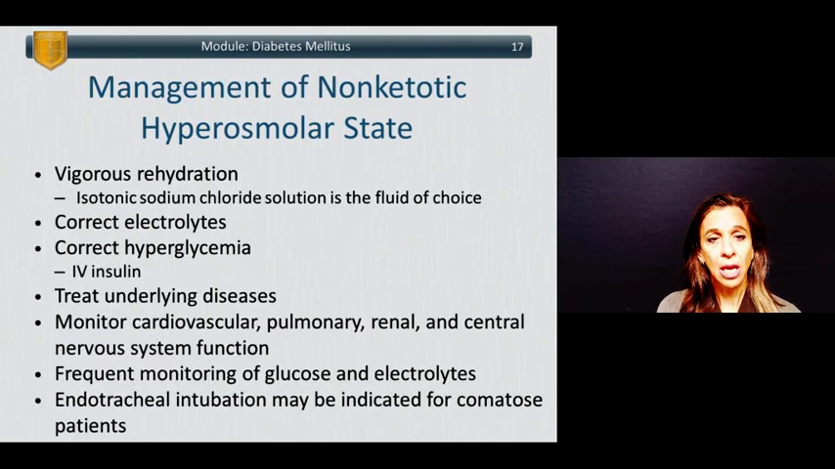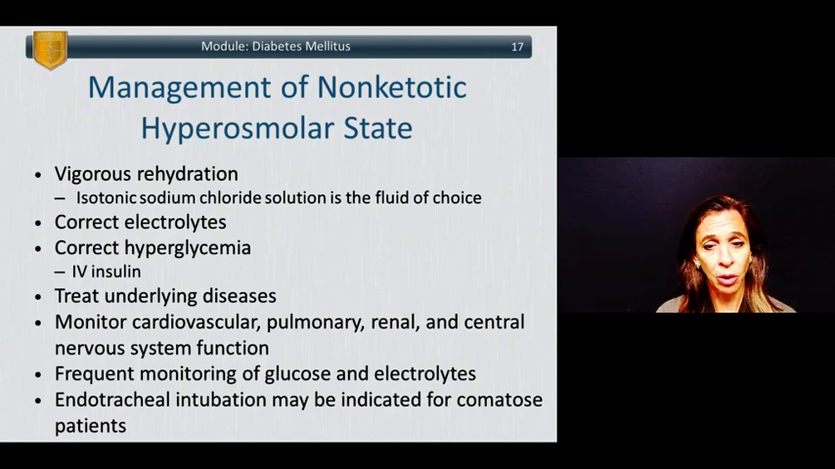So the management is vigorous rehydration, typically starting with isotonic sodium chloride solutions. One should be measuring and correcting electrolytes, measuring and correcting hyperglycemia. Again, IV insulin is much safer than any other route. One needs to diagnose and treat underlying diseases, as there's often a precipitating factor. Obviously monitor cardiovascular, pulmonary, renal, and central nervous function, particularly in this elderly population. Frequent monitoring of glucose and electrolytes, not dissimilar to DKA. Sometimes endotracheal intubation may be indicated for comatose patients.